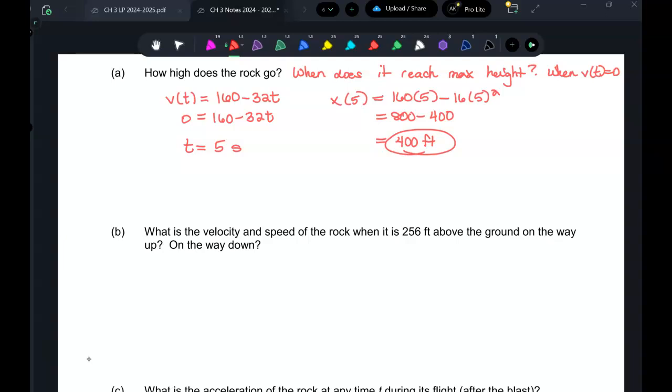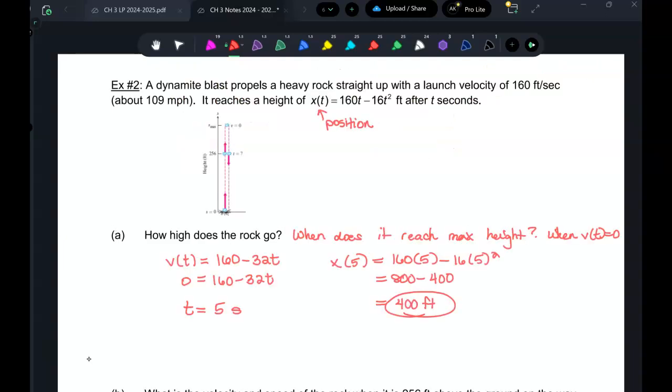Velocity and speed, same thing. So speed is the absolute value of velocity. They have the same numerical value, but velocity can be positive or negative. Speed can only be positive. Okay? So what is the velocity and the speed of the rock when it's 256 feet above the ground on the way up and on the way down?